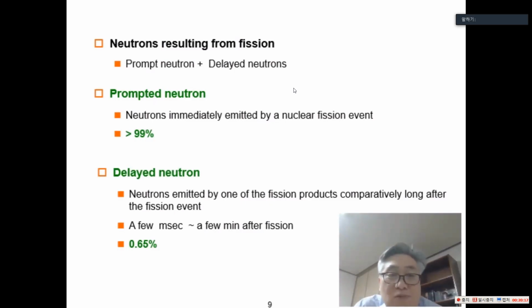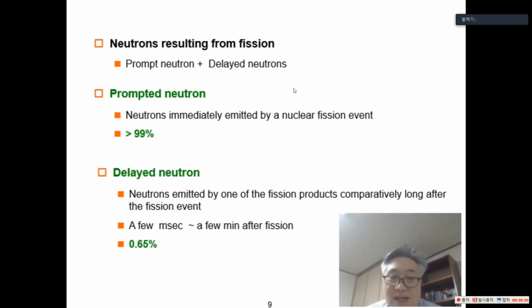It is very important. We have prompt neutron and delayed neutron. Prompt neutron is neutron emitted just after the fission process. More than 99% of neutrons are fission neutrons, prompt neutrons. And for delayed neutron, there is a fission product, and after the reaction, for a while, from milliseconds to a few minutes, this fission product emits a neutron. This we call delayed neutron.